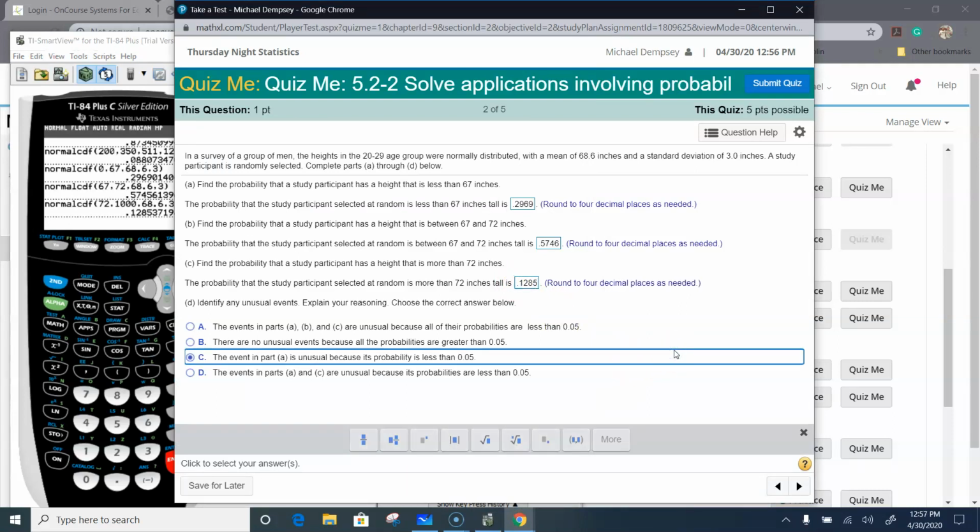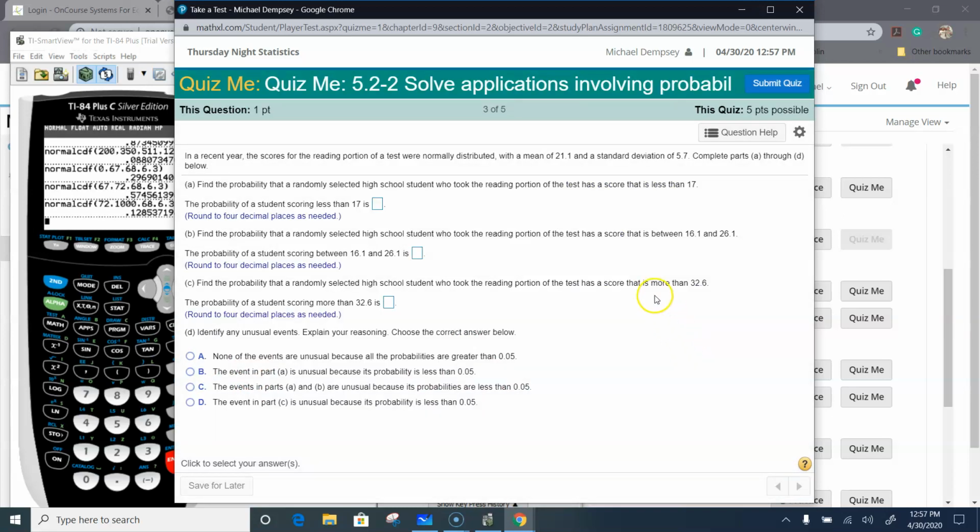Identify any unusual events. Well, we don't have anything that happened less than 5% of the time, so there are no unusual events here. Nobody unusually short or tall.